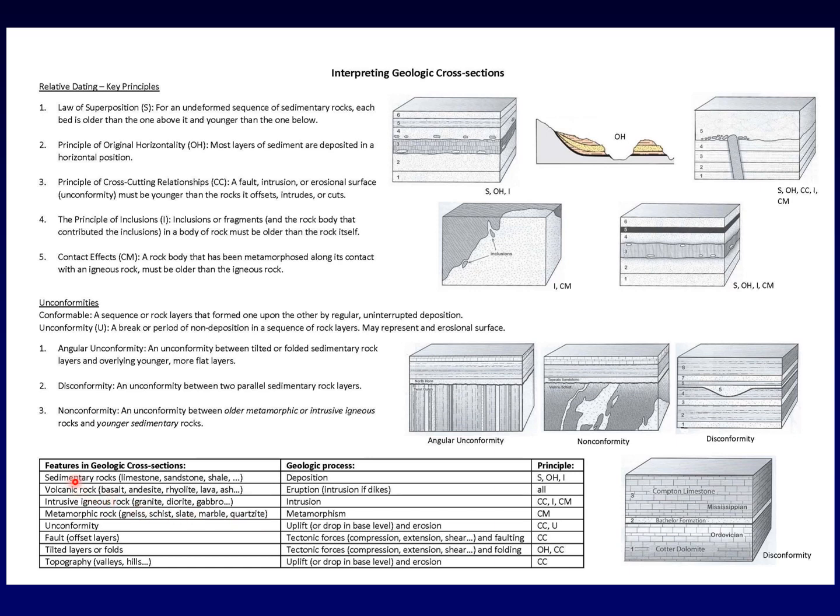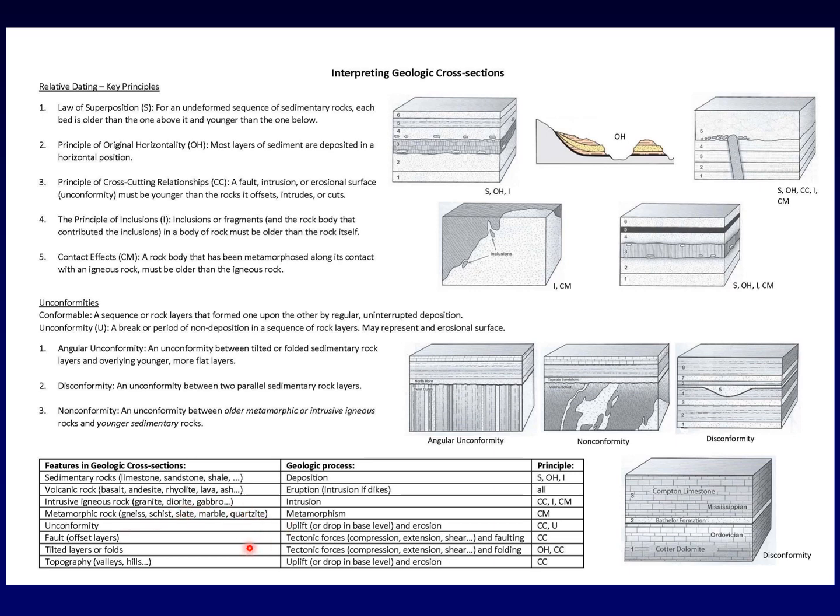So if you see a sedimentary layer, a limestone, a sandstone, or a shale, you would say limestone deposited, or sandstone deposited, or shale deposited. If you see any kind of volcanic rock, you would say erupted, like basalt erupted, andesite erupted, lava erupted, rhyolite erupted. If it's intrusive, you would say granite intruded, or diorite intruded, or gabbro intruded. If it's a metamorphic rock, you would say gneiss metamorphosed, or slate metamorphosed, or quartzite metamorphosed.